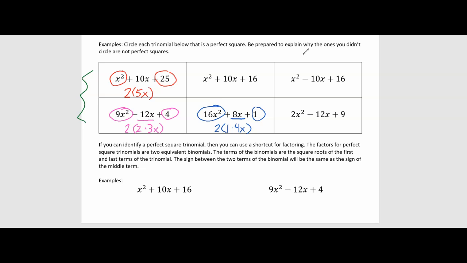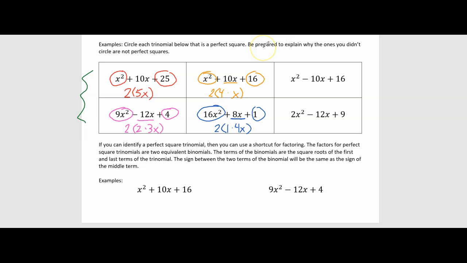And you could think about, let's just look at one of these other ones and show why they don't work. Actually, we'll do 2 of them. Let's look at this one right here. Perfect square, but 2 times the square root of 16, which is 4, times the square root of x squared, which is x, does not give us 10x. It gives us 8x, so it does not work.